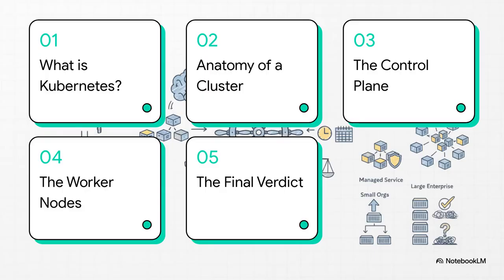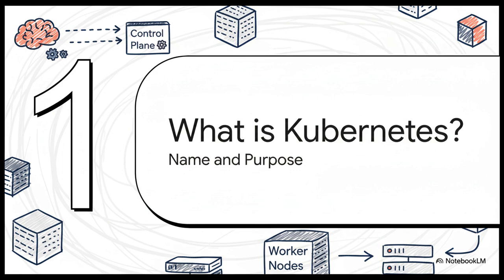So here's our game plan. First up, we'll cover the absolute basics, what Kubernetes actually is. Then we're going to pop the hood and look at the anatomy of a cluster, breaking it down into its two key parts, the brains, which is the control plane, and the brawn, the worker nodes. And then we'll wrap it all up by figuring out if this super powerful tool is actually something you need. All right, let's start at the very beginning.